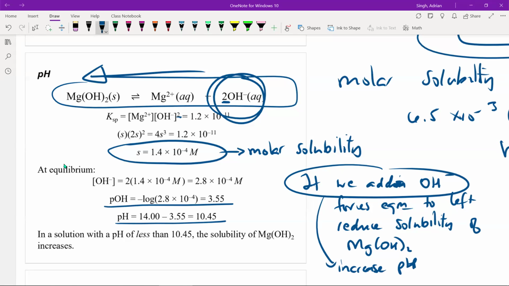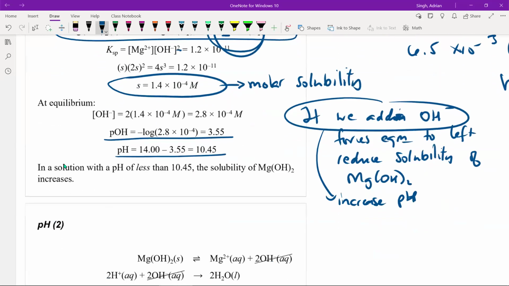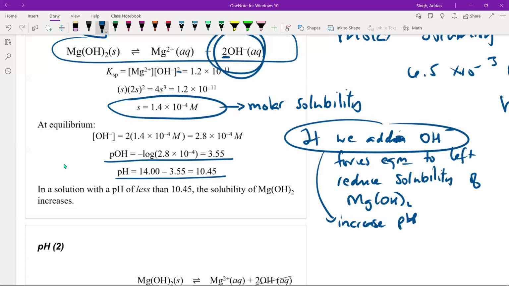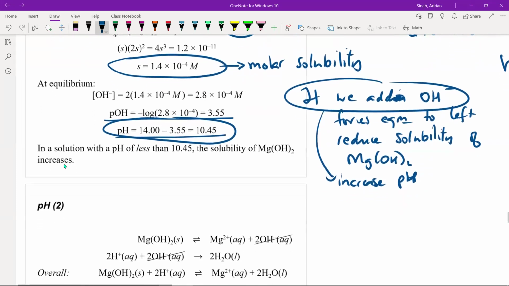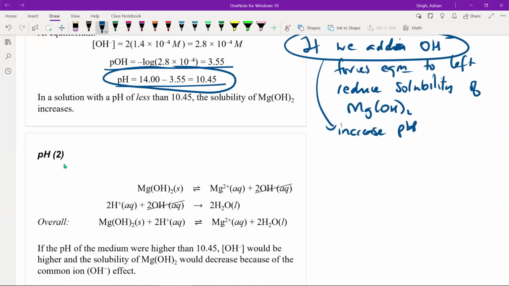So in a solution that has a pH of less than 10.45, what happens to the solubility of the magnesium hydroxide? Well, originally here we have a pH of 10.45. What would make the pH decrease? Well, that would mean adding more protons to it, adding more hydronium ions to it, which will make it more acidic to decrease the pH.